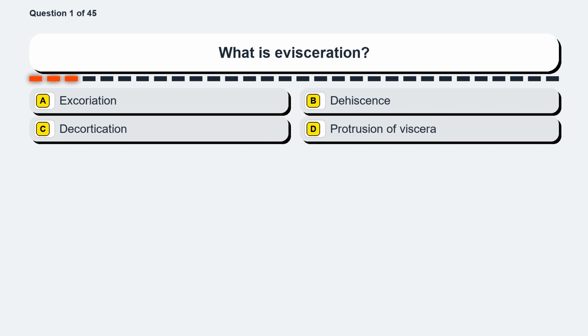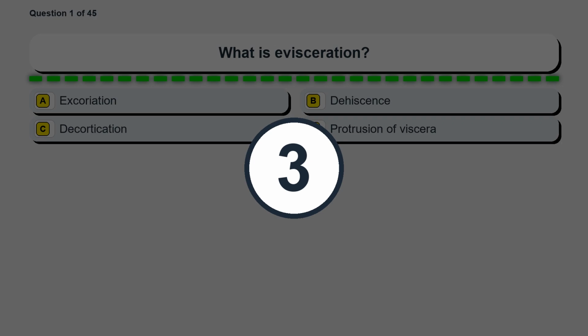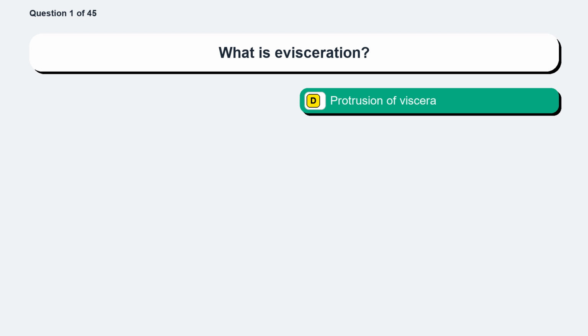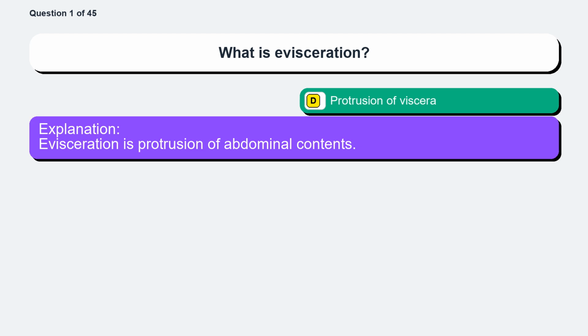Question 1. What is evisceration? Option A. Excoriation. Option B. Dehiscence. Option C. Decortication. Option D. Protrusion of viscera. The correct answer is option D. Protrusion of viscera. Evisceration is protrusion of abdominal contents.